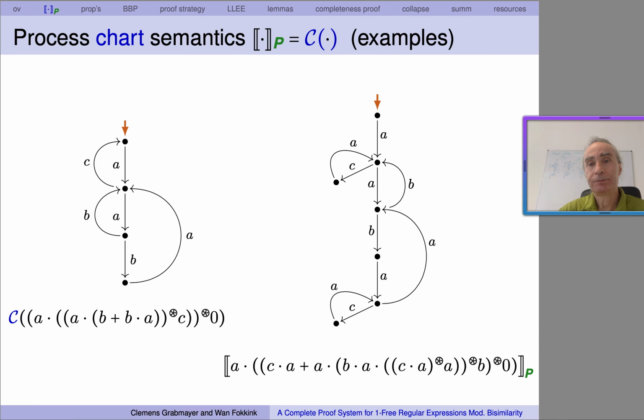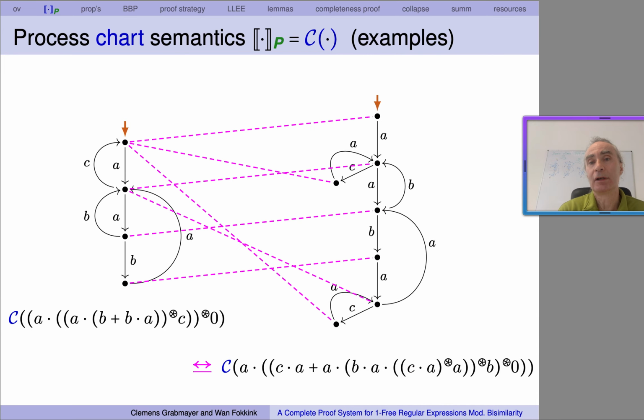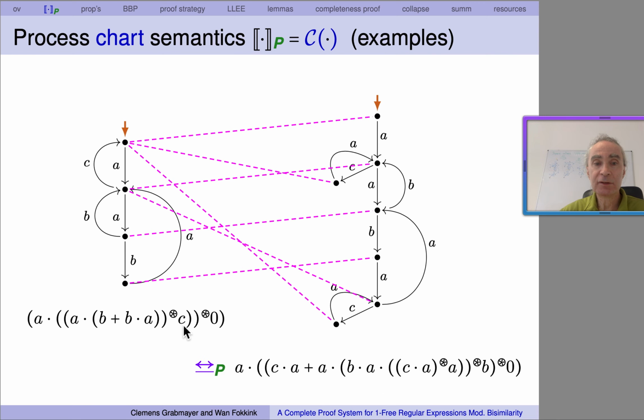to the iterative part. Now these two charts are bisimilar, meaning there is a bisimulation between them, with the meaning of bisimulation being a binary relation between the vertices of the charts that relate the start vertices and that make it possible to mimic individual steps in one chart by individual steps of the other, such that the targets are again related. So these two charts have the same behavior with respect to the comparison notion bisimilarity. We indicate that these two regular expressions have bisimilar process interpretation by this symbol.